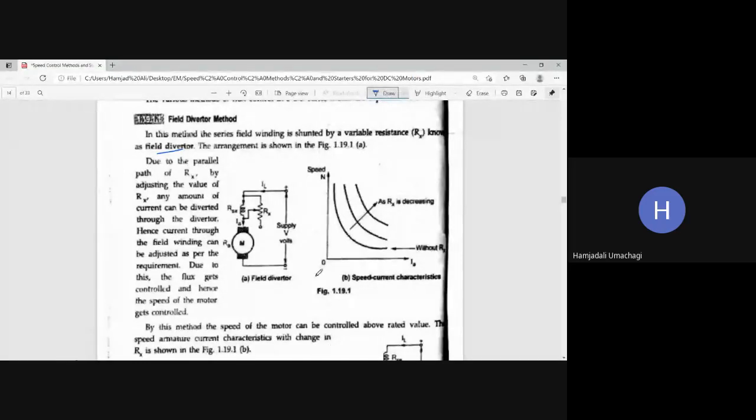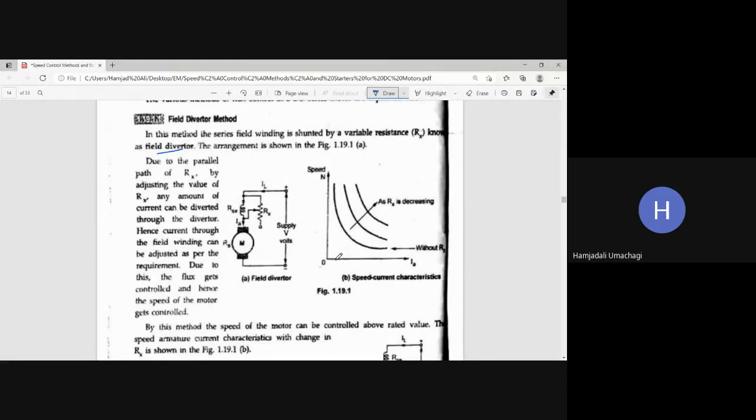So this is the speed versus current characteristic. As I keep on increasing the current, what happens to the speed? Initially, if there is no load, then the armature current is less. If armature current is less, then ISC will be less, because in the series motor, IA is equal to ISC.